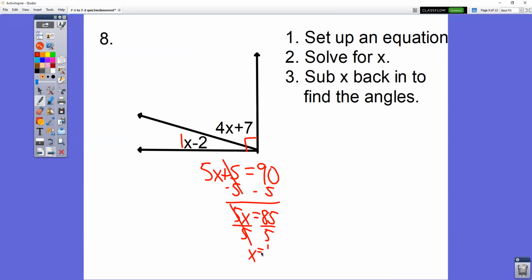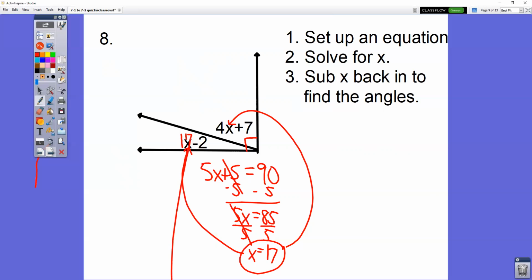X equals 17. Take that 17, sub it back in for x. 1 times 17 is 17. 17 minus 2 gives you 15. In the other angle, 4 times 17 plus 7 gives you 75. So we have 15 and 75. Always make sure that your answer makes sense. 15 plus 75 does give you 90 degrees.